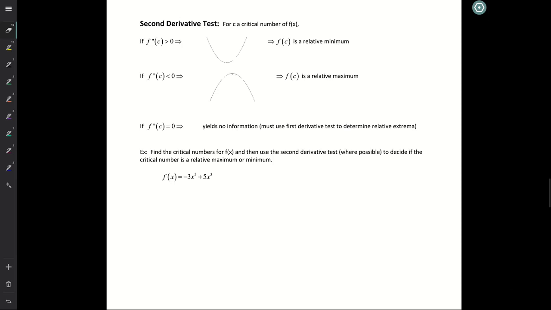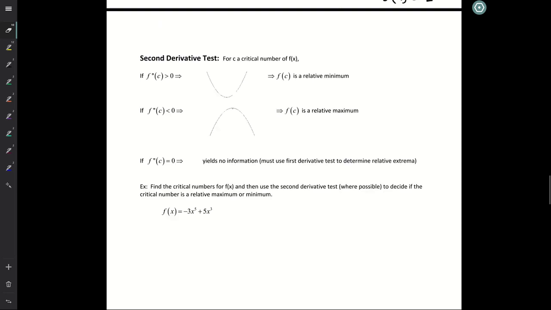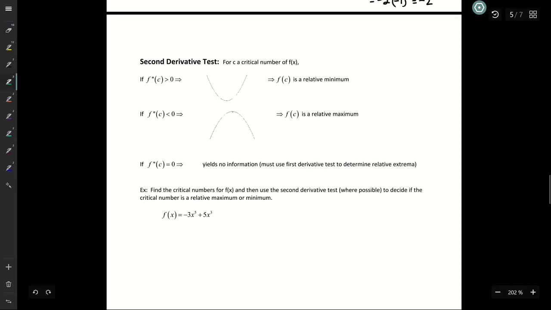If, in a third situation, your second derivative gives you 0, I'm going to say that's an unfortunate occasion: it yields no information. So you must use a first derivative test to determine any kind of relative extrema. So here's what I want you to know. The second derivative test, even though it has to do with the second derivative, and your second derivative is telling you about concavity, it's a test to determine if you have relative extrema. So this is a test for relative extrema. Make sure to put that in your notes. That way you don't get this mixed up with anything else.